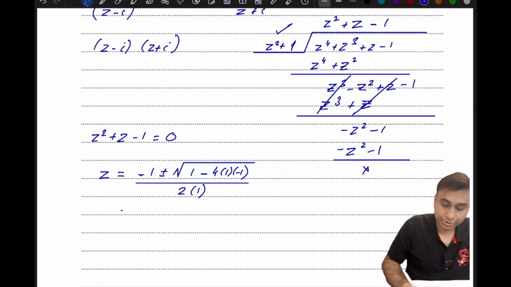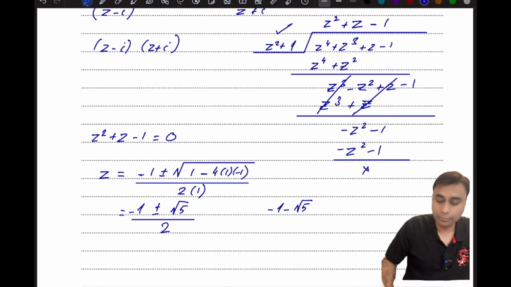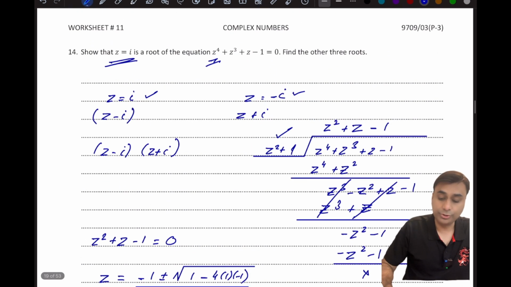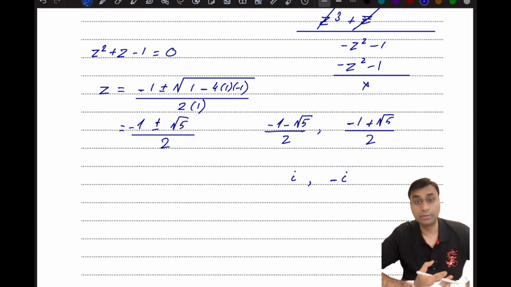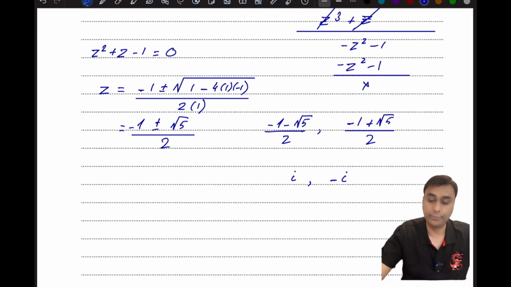So I can easily simplify this. Let's do the simplification as well. This is going to be minus 1 plus minus root of 4 plus 1, that is 5, root 5 divided by 2. So one root is minus 1 minus root 5 upon 2. One root is minus 1 plus root 5 upon 2. And the other roots, one was given to me, which was iota, and the one that I deduced from it is going to be minus iota. So these are the four roots of this particular quartic equation.